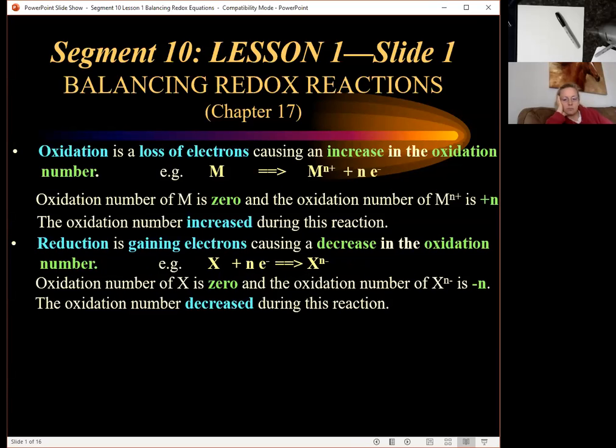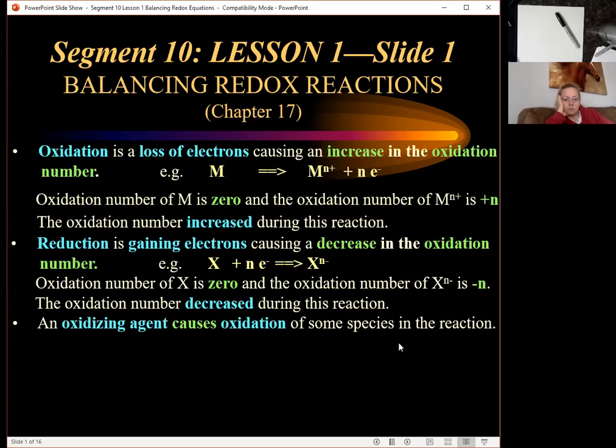So if you think that oxidation is an increase in the oxidation number, a reduction is a decrease in the oxidation number. So if I had some anion, typically they would pick up electrons during reaction, nonmetals, and they would become negatively charged. So you do have a decrease from 0 to a negative number. So that is a decrease in the oxidation number.